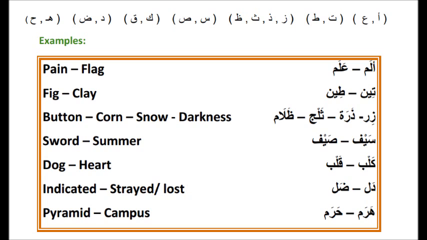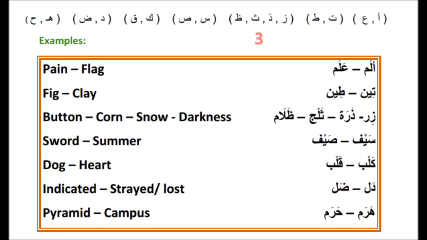Okay, then category number 3, we have Zain and Dhal and Tha and Dha. So Za, Dhal, Tha, Dha. Okay, words. We have Zir, Dhura, Thalj, Dhalam. Again, Zir, Dhura, Thalj.